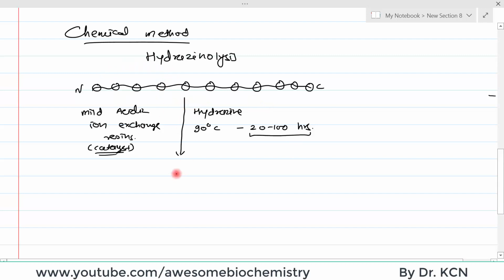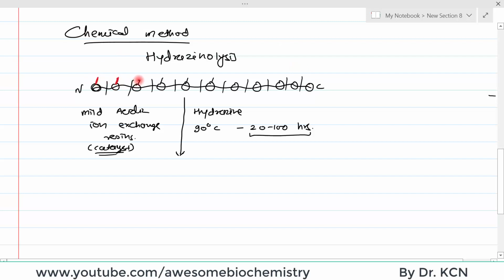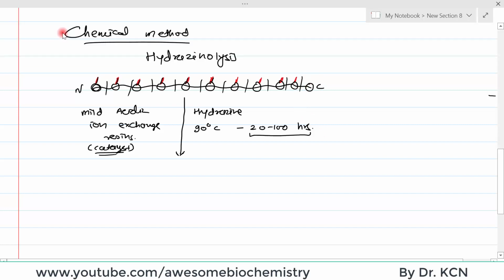So, once you treat it like this, what will happen? All the peptide bonds will get broken down, and not only that, all these amino acids will be labeled with hydrazine, except for the C terminal amino acid. So, let us label all the amino acids with hydrazine. This red line represents the label of hydrazine, except for this C terminal amino acid, right. So, hydrazine binds, or you can say labels, all the amino acids except the C terminal amino acid, which is released as a free amino acid. So, only the C terminal amino acid will be unaltered, and all the rest of the amino acids will be labeled with hydrazine.